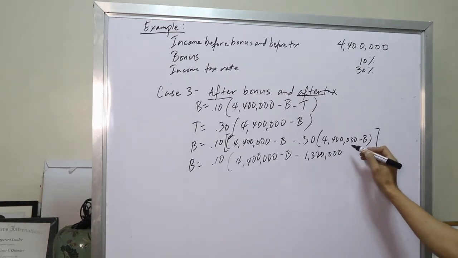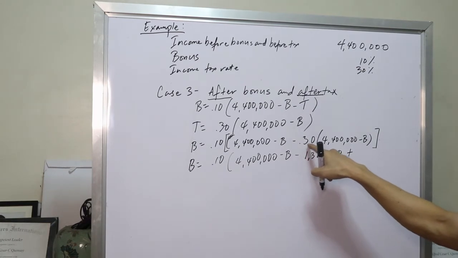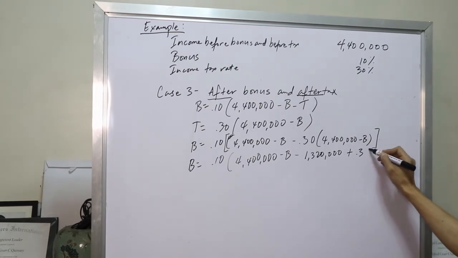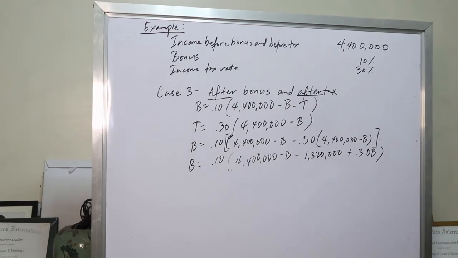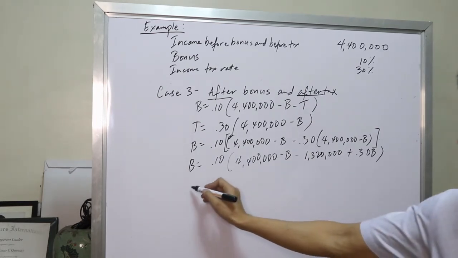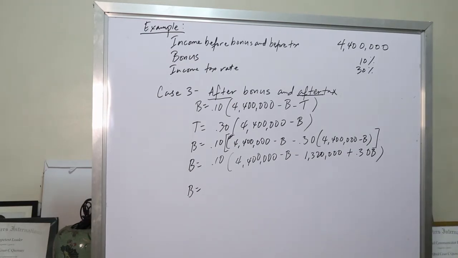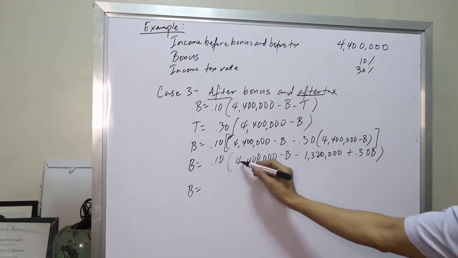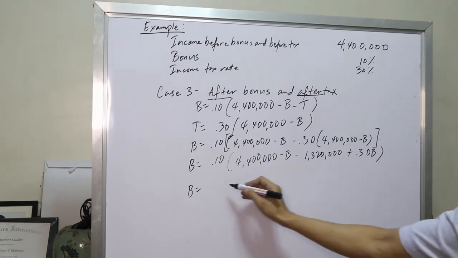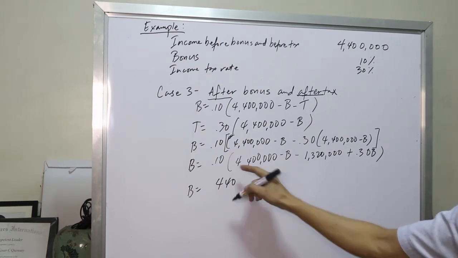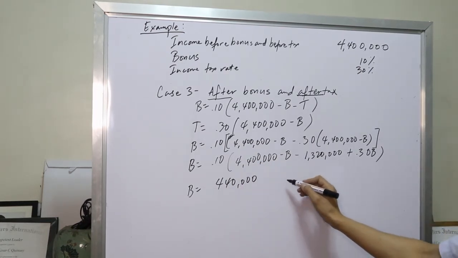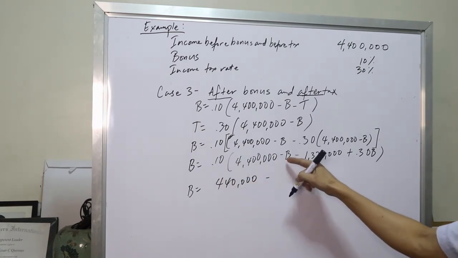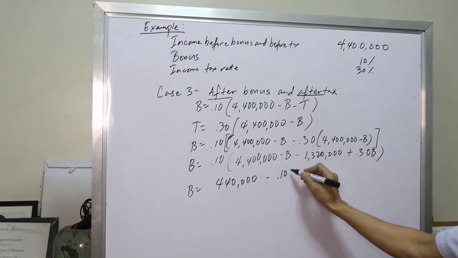So plus, ito 0.3, this is the tax, 0.3 times yung variable dito. So magiging 0.3B. There. Okay. So dito na tayo sa panglima. Okay, so now 0.10 times the quantity of 4,400,000. So this would be 440,000, 10% nito. 440,000. Okay, less. So multiply this 0.10 times the quantity of negative B. So this would be 0.10B.